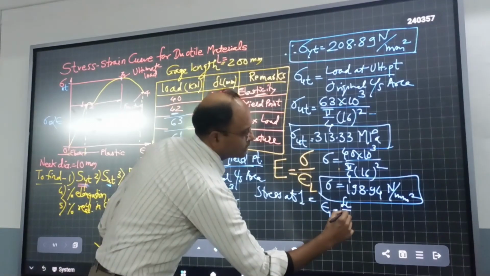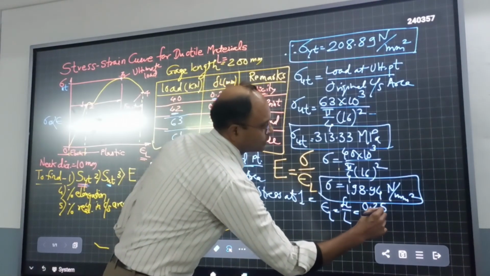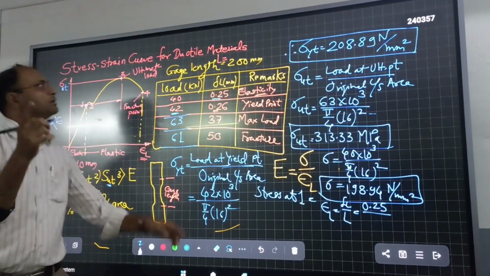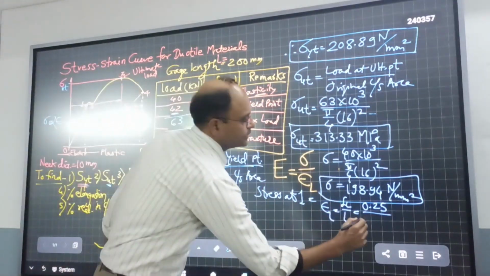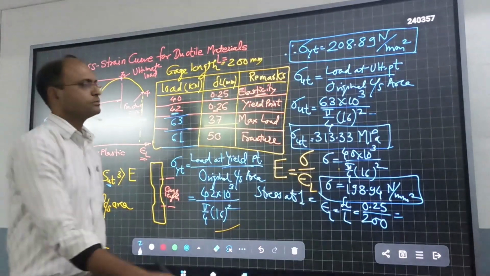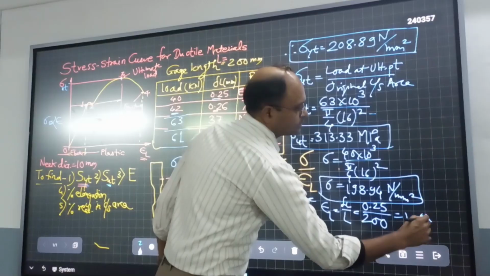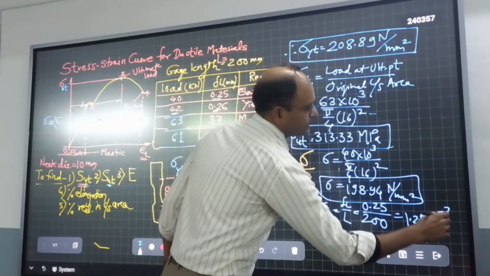Strain is delta L upon L. What is delta L? 0.25. What is original L? 200. Original L is 200. So 0.25 upon 200 is equal to 1.25 into 10 raised to minus 3.